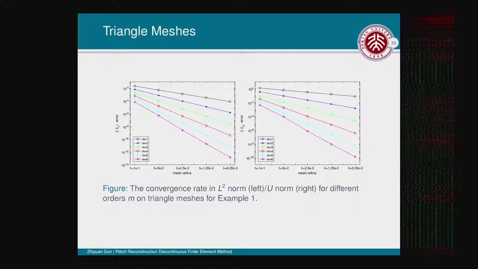Here is the convergence result for the triangle mesh. From top to down are the different order approximations, with different order finite element spaces used to solve the equations. We can see the convergence orders become higher and higher, and they coincide with the theoretical analysis we gave: in the L2 norm it has m plus 1 convergence order, and in the energy norm it has m convergence order.